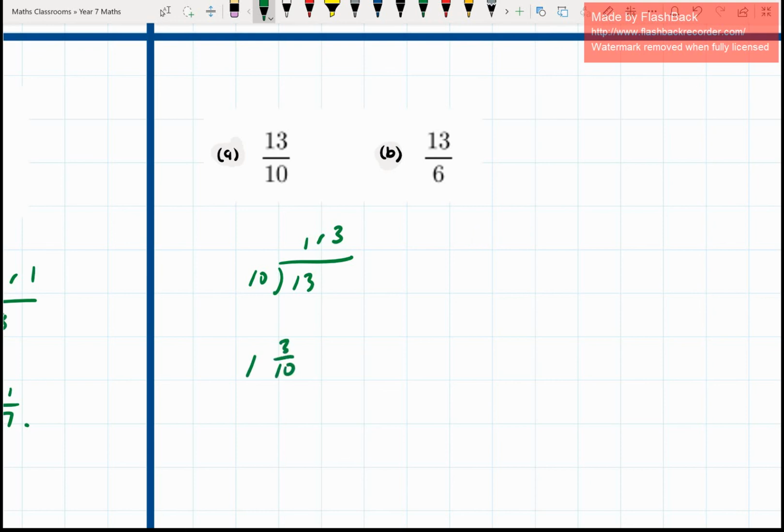Now we've got how many 6's go into 13. 2, remainder 1. 2 times 6 is 12, but I've got to get to 13, so that would be remainder 1. So 2 1/6. I'm sure you've done really, really well on those.